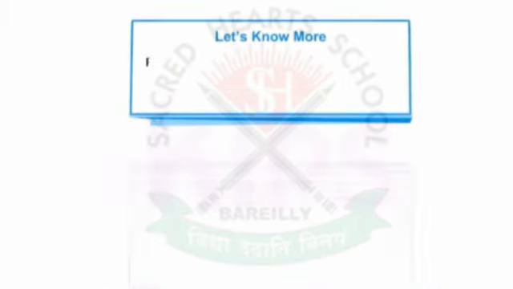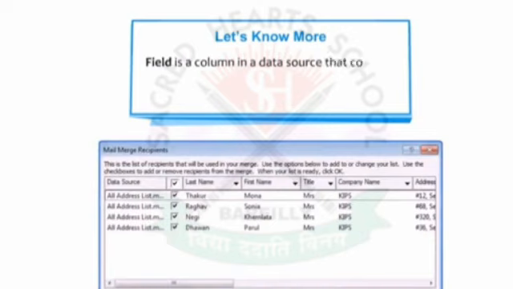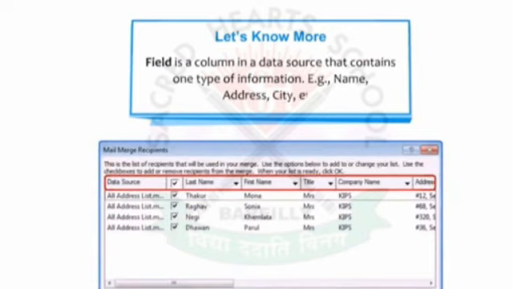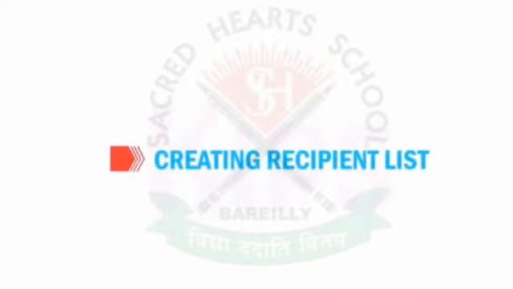Students, let's know more. Field is a column in a data source that contains one type of information. Example, name, address, city, etc. Let me explain to you how to create a recipient list.